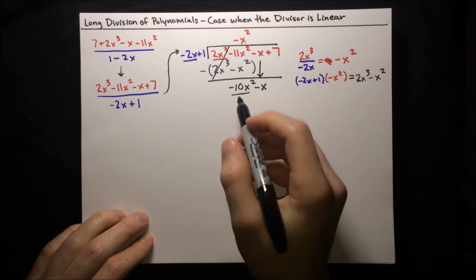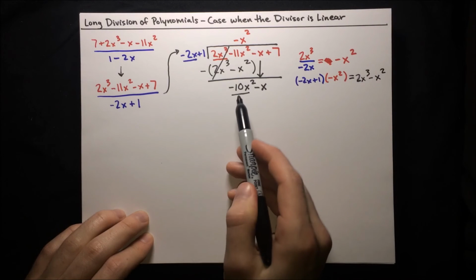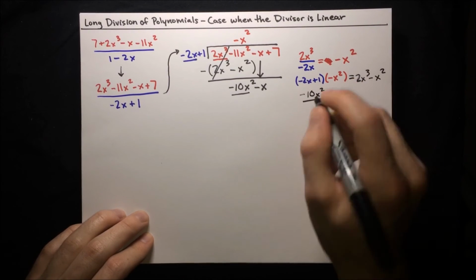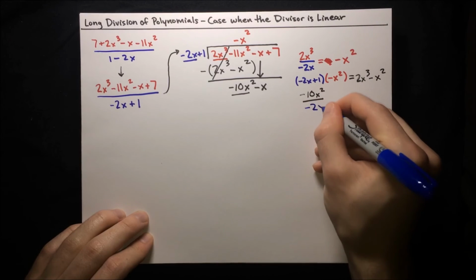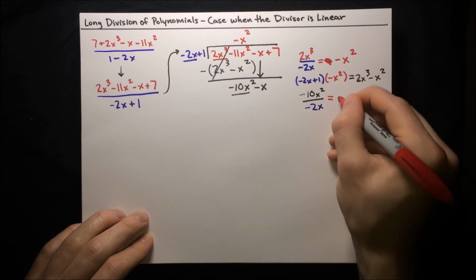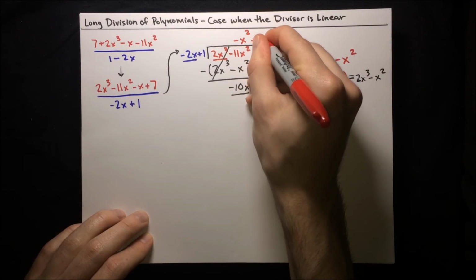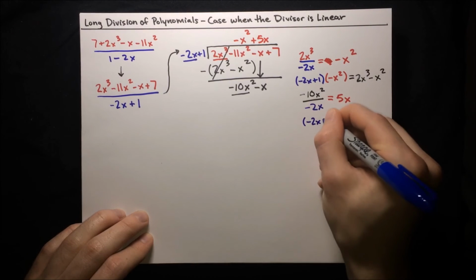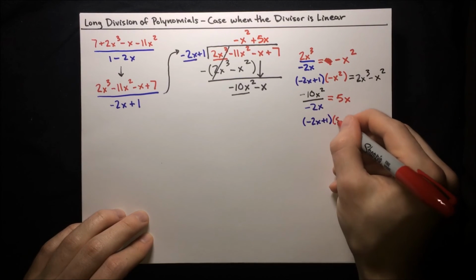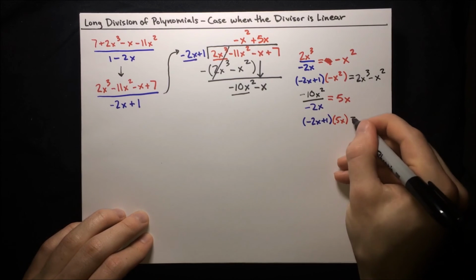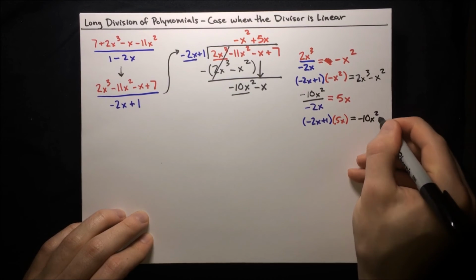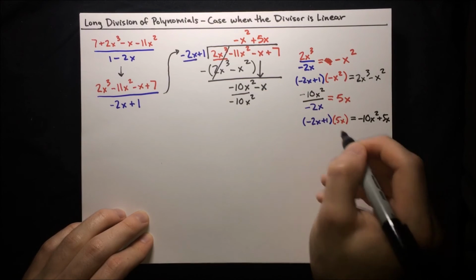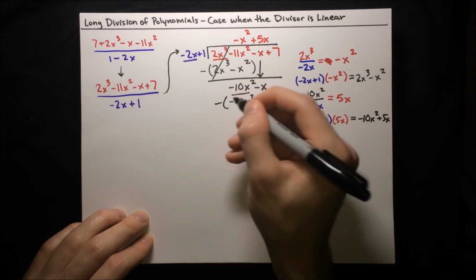So we take the leading degree term, that's negative 10x squared. How many times does negative 2x go into negative 10x squared? Well, we can find that by dividing negative 10x squared by negative 2x. That yields a result of 5x. So we put that up here, plus 5x. And then what do we get when we multiply our divisor by 5x? Well, we get negative 2x plus 1 times 5x, which is equal to negative 10x squared plus 5x. So we put that underneath here, negative 10x squared plus 5x, and we subtract that.